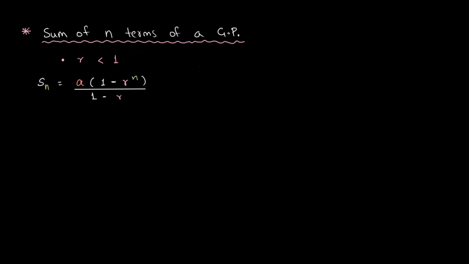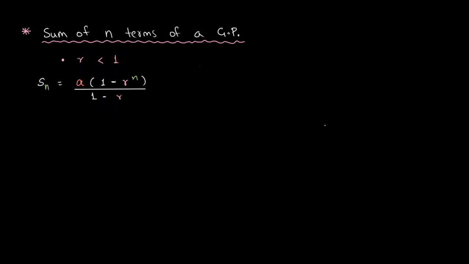In that case, the sum of n terms of a geometric progression is given as a into (1 minus r raised to n) divided by (1 minus r), where a is the first term, r is the common ratio, and n is the number of terms you are considering for the sum.